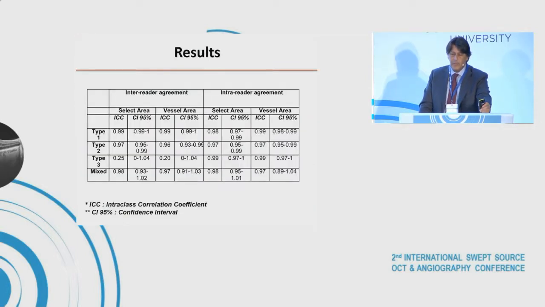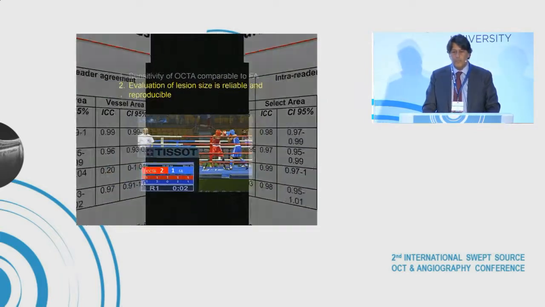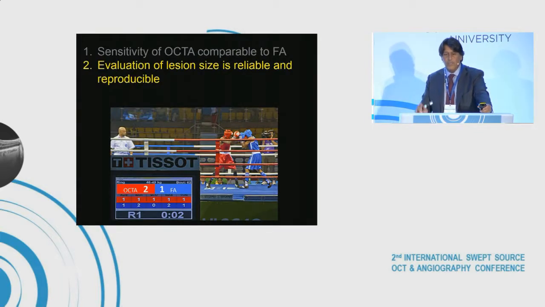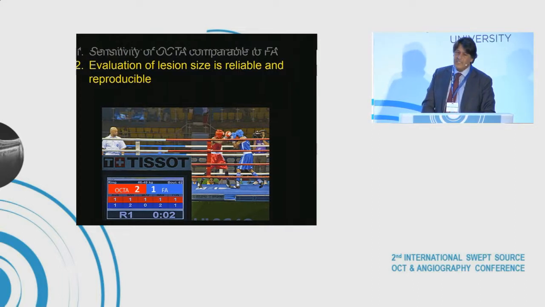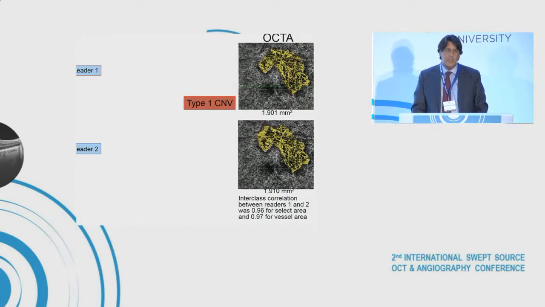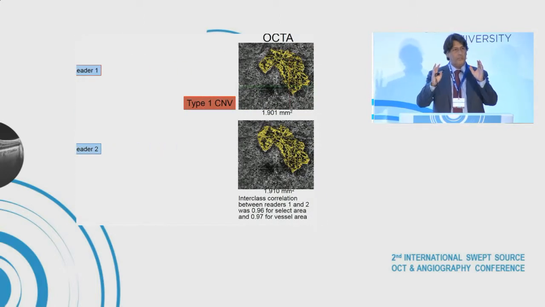So this is the agreement in the study we performed. So yes, we can evaluate the size of the lesion. It is reliable and it is reproducible. That was not so obvious in FA. So 1 point more for OCT-A. We are able to quantify the lesion.